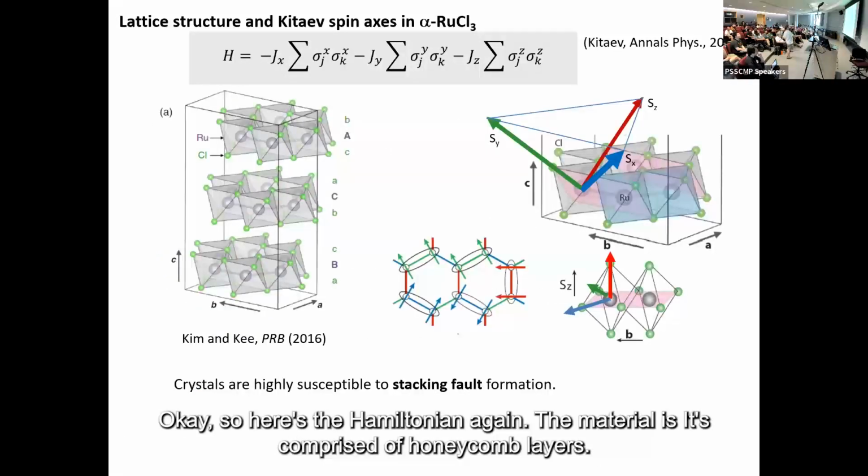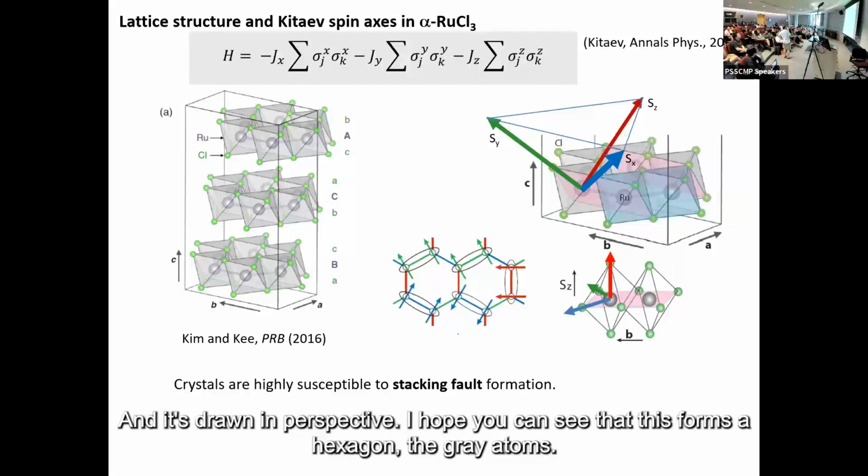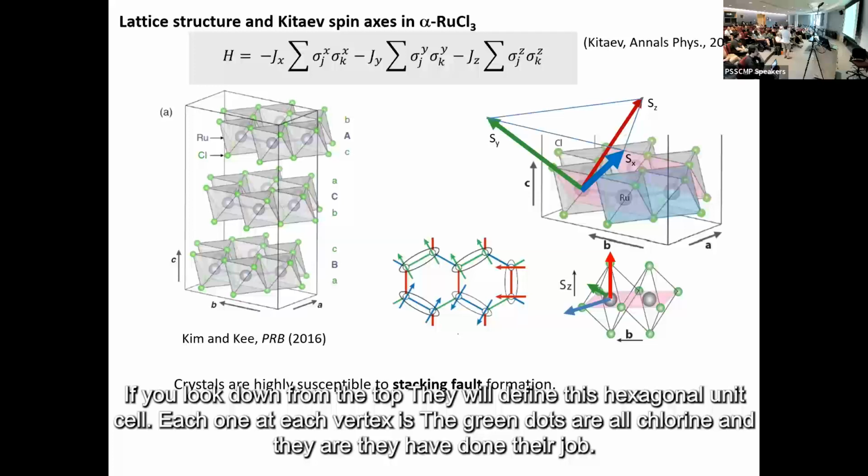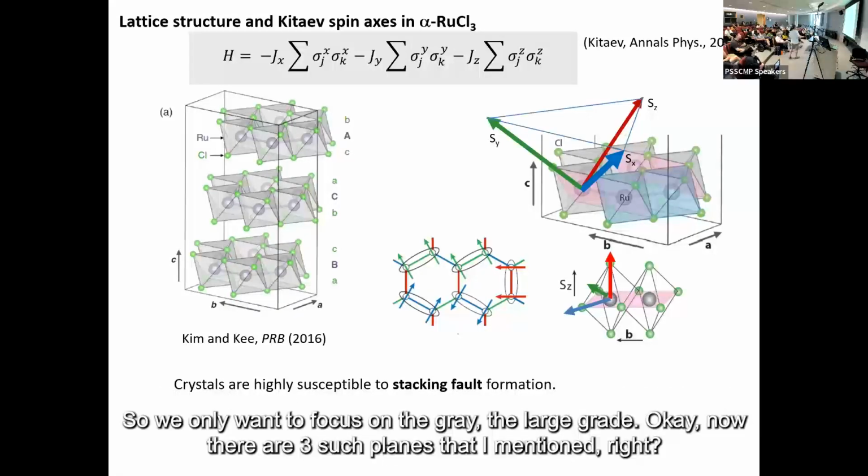Okay, so here's the Hamiltonian again. The material is comprised of honeycomb layers, and it's drawn in perspective. I hope you can see that this forms a hexagon, the gray atoms. Right? If you look down from the top, it will define this hexagonal unit cell. Each one, at each vertex, is a ruthenium local moment. The green dots are all chlorine, and they are going to be irrelevant. They have done their job. So we only want to focus on the gray, the large gray moment.